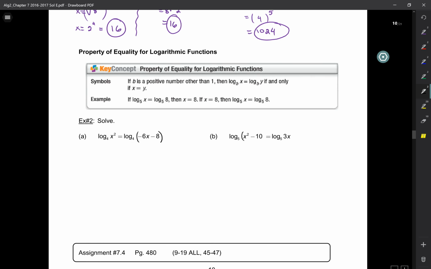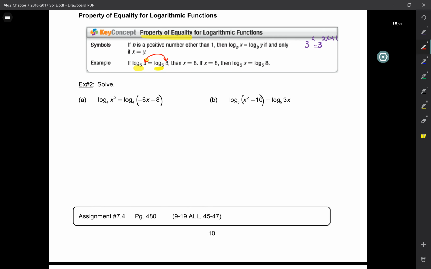Now, what if you have logarithms on both sides of the equation? All right, so what we use is the property of equality. And just like in the previous section, we said if you have the same base, you can set the exponents equal to each other. It's the same with logarithms. If you have identical logarithms along with their bases, you can set the inside, the argument, equal to each other. As long as the logarithms are identical, their arguments are equal to each other.